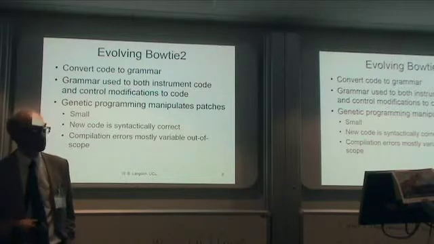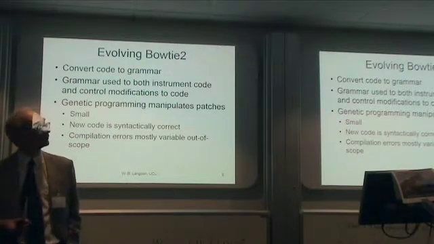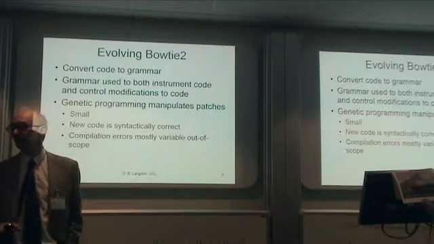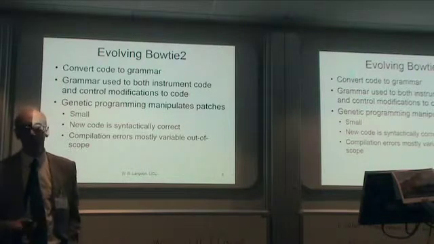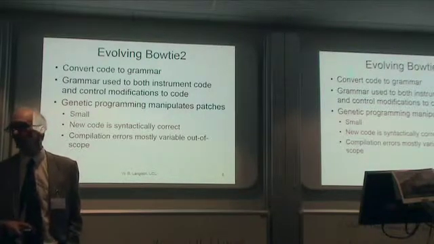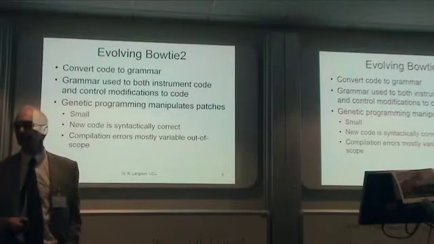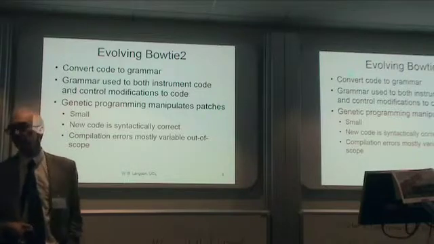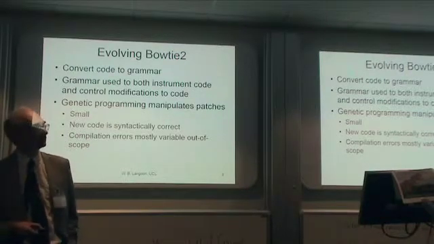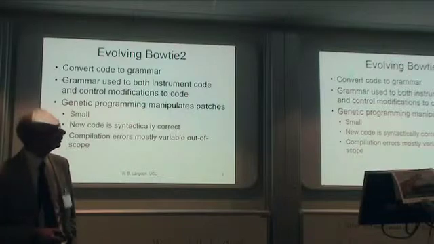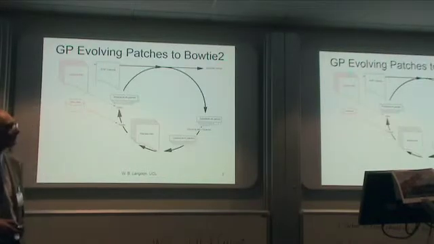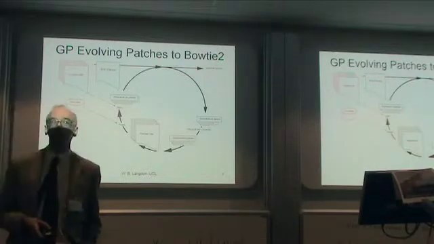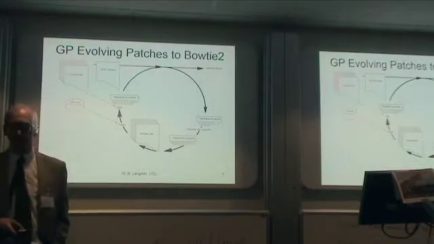The nice thing about the grammar is it ensures that the code that comes out that's modified by GP is syntactically correct, in the sense of it always has semicolons where it ought to, all the curly brackets match up, but it doesn't guarantee that the code is going to compile. Overwhelmingly the most likely reason for things not to compile is simply variables going out of scope. Bill, how prevalent is that? There'll be some figures later, but I'll come back to that.